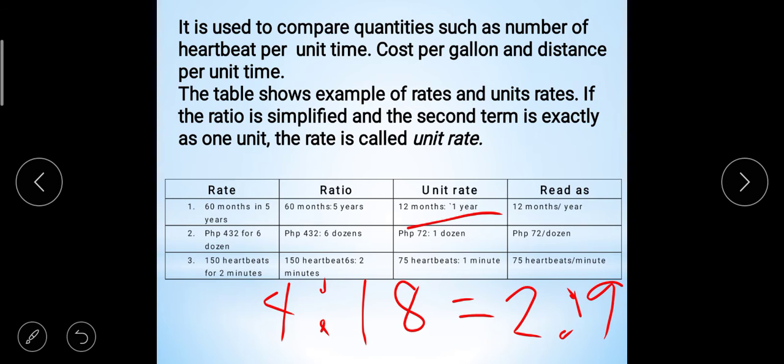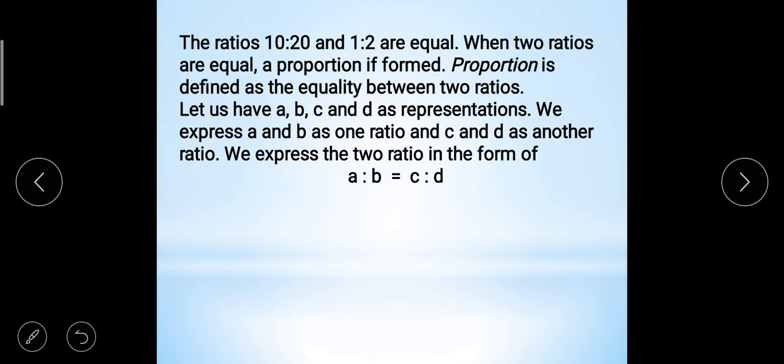Okay, no questions? Shall we proceed? Okay. The ratios 10 is to 20 and 1 is to 2 are equal. Okay, so pareho lang siya. Since yung 10 is to 20, pag sinimplify, magiging 1 is to 2.